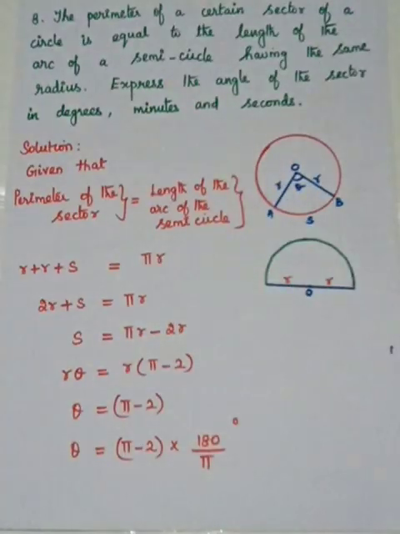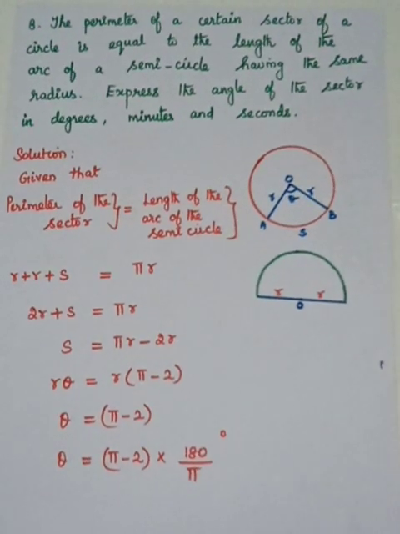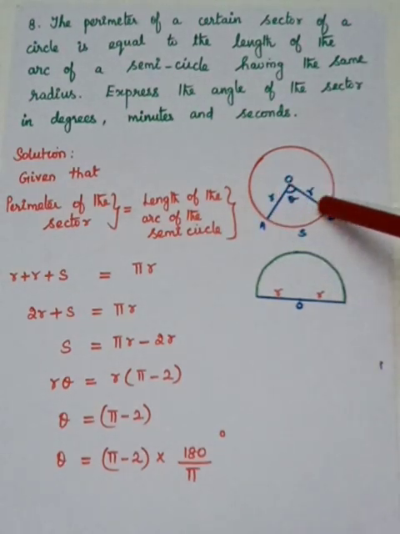Okay, come to problem number 8. The perimeter of a certain sector of a circle is equal to the length of the arc of a semicircle having the same radius. Express the angle of the sector in degrees, minutes and seconds. See what is given. Here I have drawn the sector. OAB is nothing but the sector.